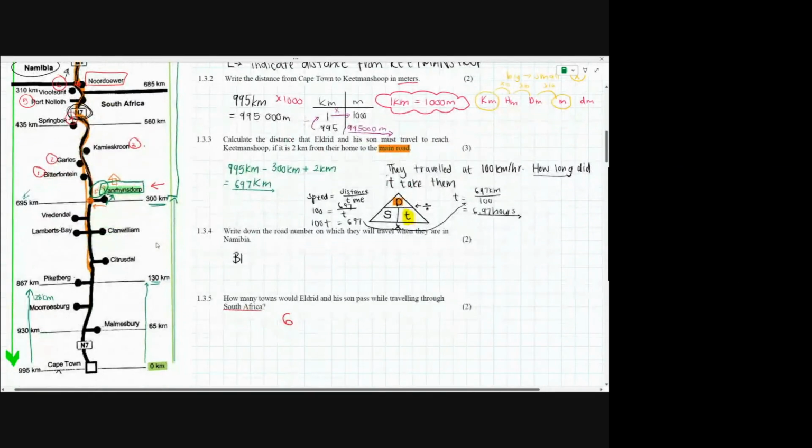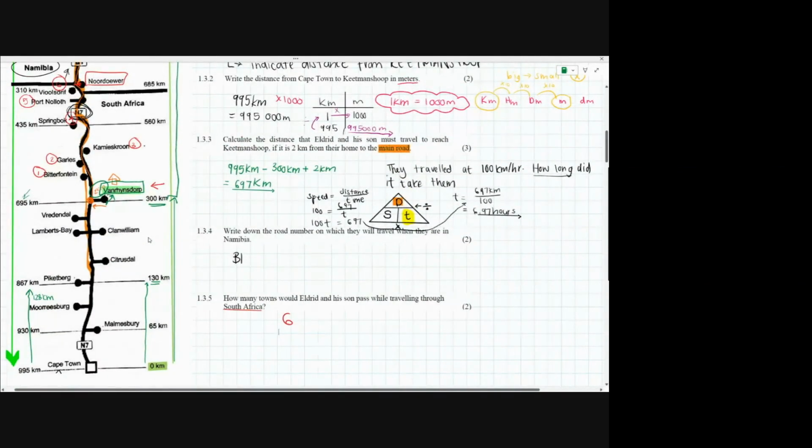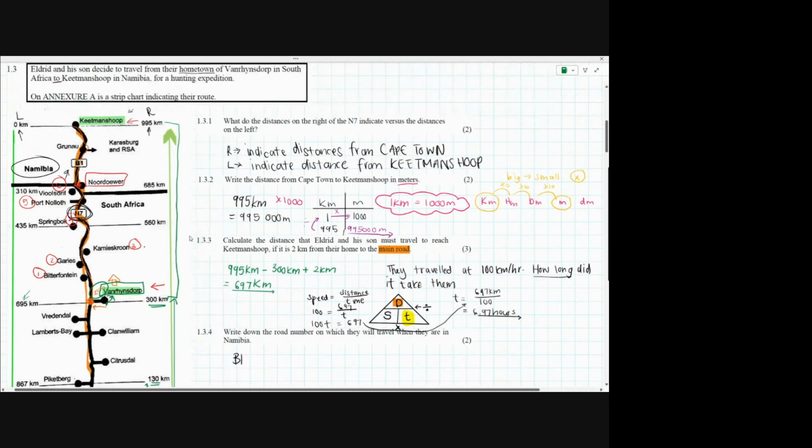So guys, like I say, often these questions for maps and plans are very much counting or reading information off your map. So not hard questions, just questions where we need to look carefully at our annexures, our maps, whatever the case may be. All right, so that's an example of a strip map. It's also an example, we've spoken about the levels of questioning in your paper.